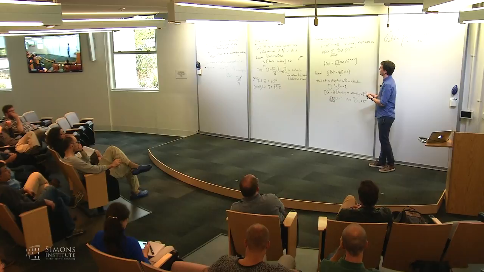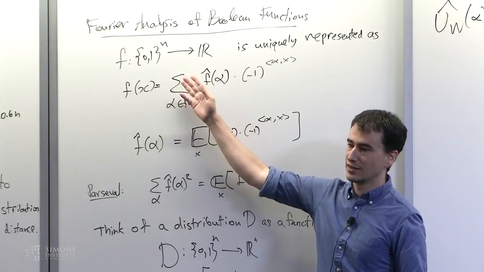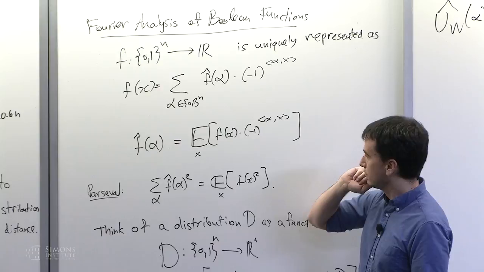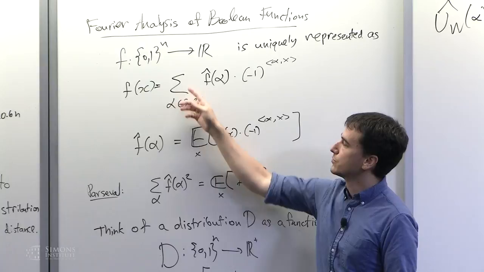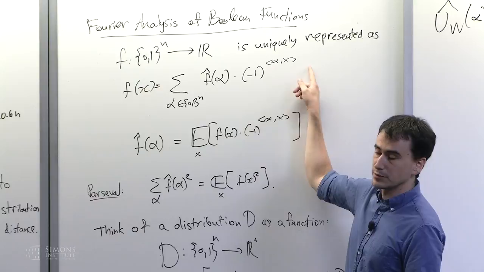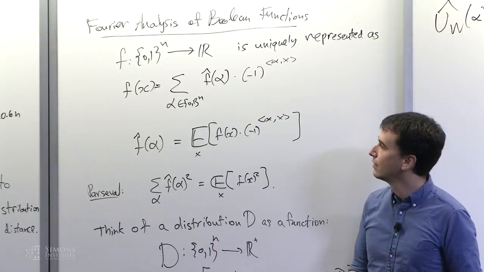So I want to take a function on the Boolean cube. It takes strings and gives us some numbers. And I want to represent it in the Fourier domain, the Fourier transform of this function. So you can write it uniquely in this form. You sum over all strings alpha in {0,1}^n. You have a coefficient for each string. We call it the Fourier coefficient. And we multiply by the parity function, (-1) to the inner product of alpha and x.